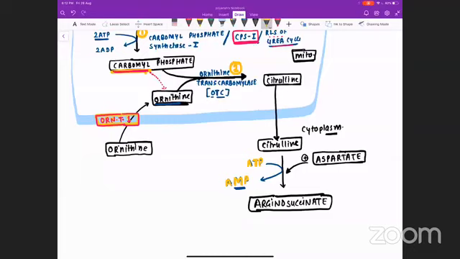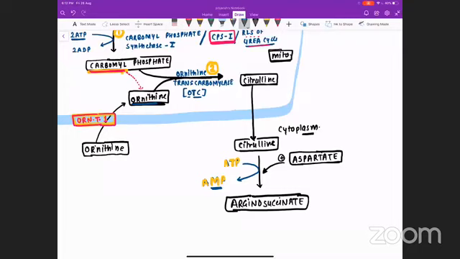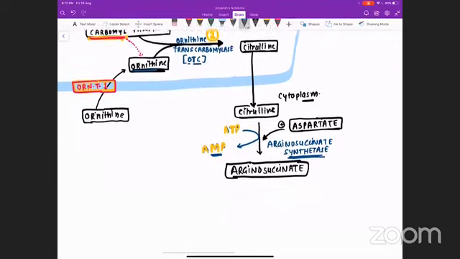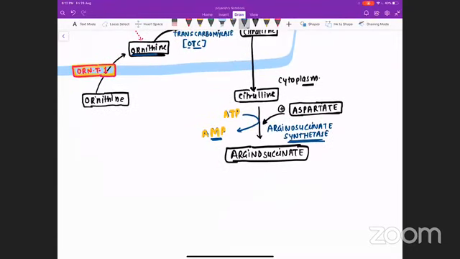Because we are using energy and synthesizing a bigger molecule, the name of the enzyme is going to be synthetase. So the name of the enzyme is arginosuccinate synthetase, because we are doing the synthesis reaction with the help of energy. So synthetase. This is the third reaction.